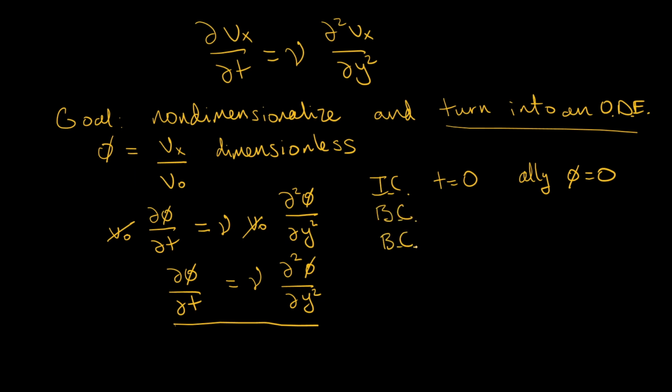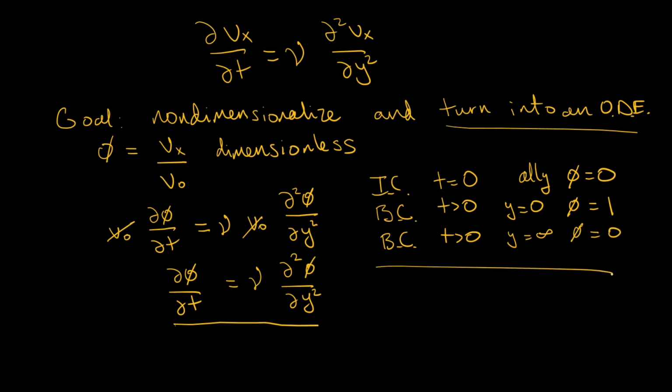We have two other boundary conditions, and both of these are for t greater than 0. The first one was y equal to 0. This time we have phi is equal to 1. This is again our no-slip boundary condition, where our velocity is equal to v0. So that means that here our phi is going to be v0 divided by v0, which is 1. And then at y equals infinity, our velocity is equal to 0, so this time phi is also equal to 0. So we can rewrite our initial condition and boundary conditions in terms of this phi.